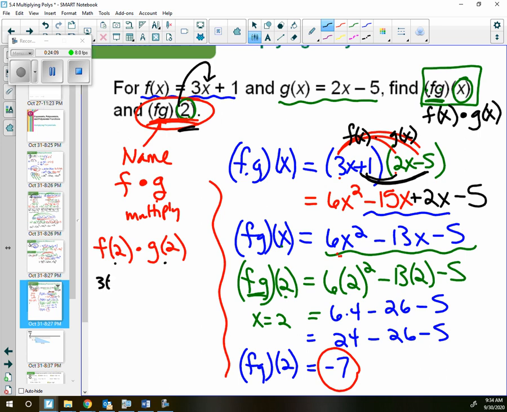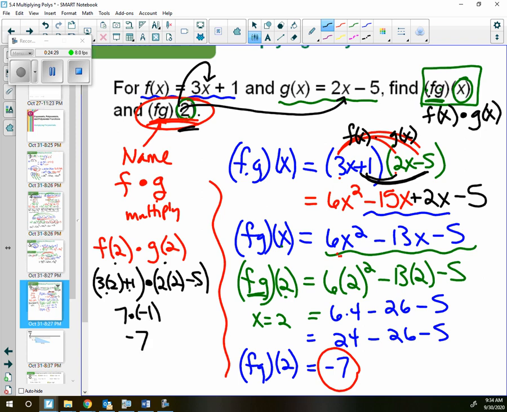So 3 times 2 plus 1 times, and I could put this 2 in for the x and the g of x as well. So that would be 2 times 2 minus 5, and I can multiply those together. So 6 plus 1, that looks like 7 times 4 minus 5, negative 1, and sure enough, I get the exact same answer. So you can just do it directly if all you're trying to do is the numerical one.